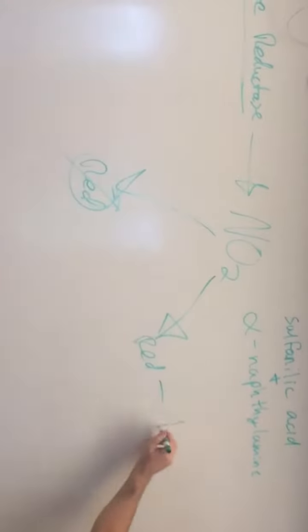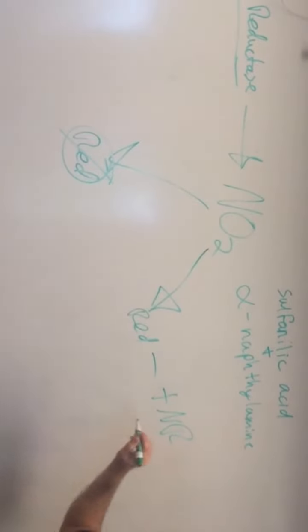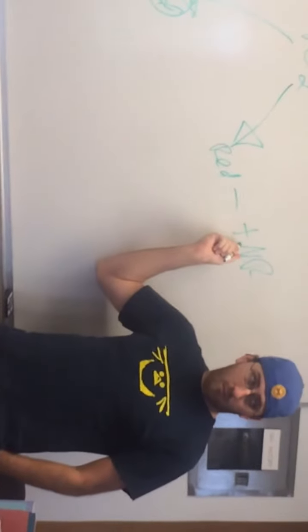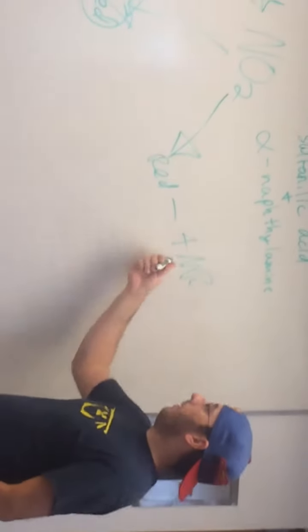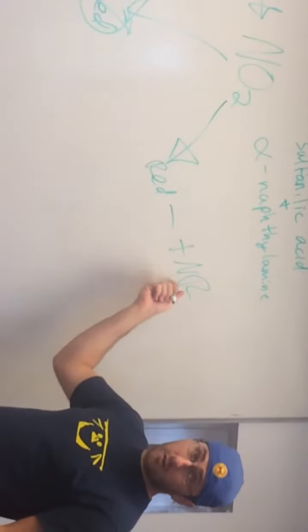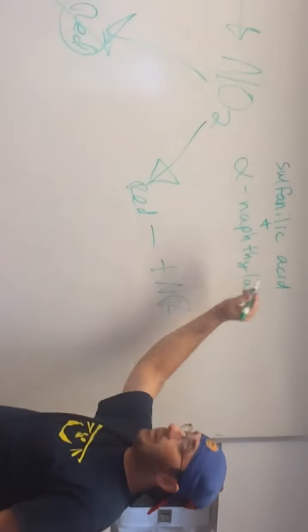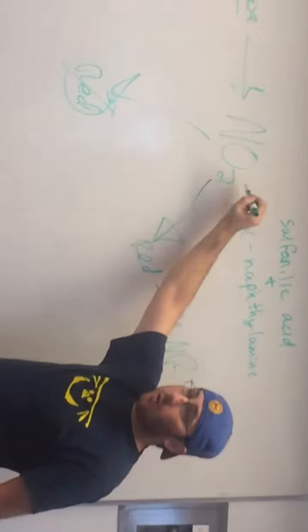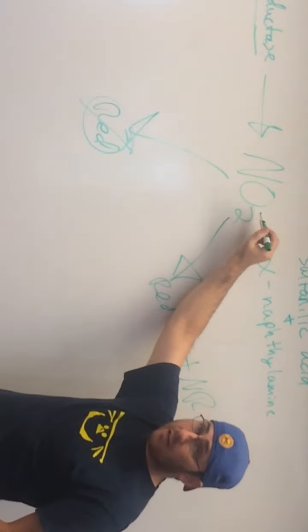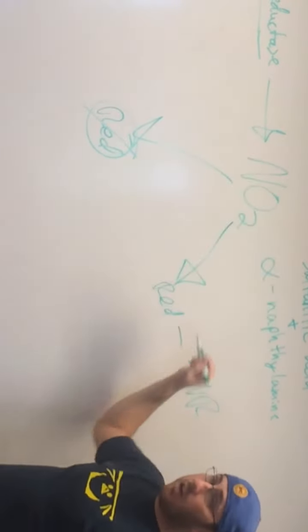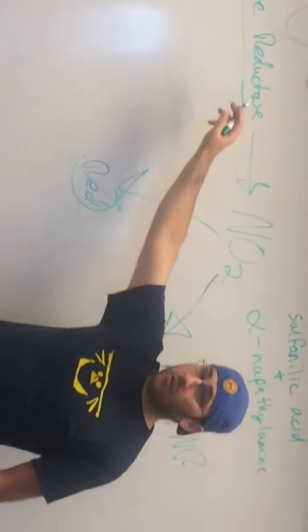So if it's red, what does that tell us? It binds. We are positive for nitrate reductase. Now I'm abbreviating all this, but you're not allowed to abbreviate it on your exam. How do we know? Because sulfanilic acid and alpha naphthylamine bind and react with NO2, which is nitrite, which produces a red color change. So we are positive for nitrate reductase.